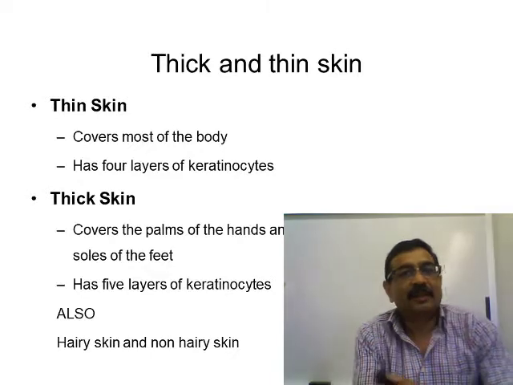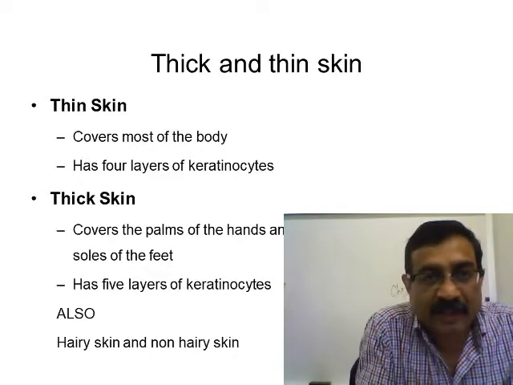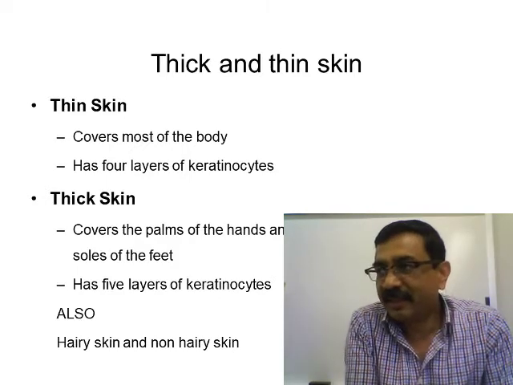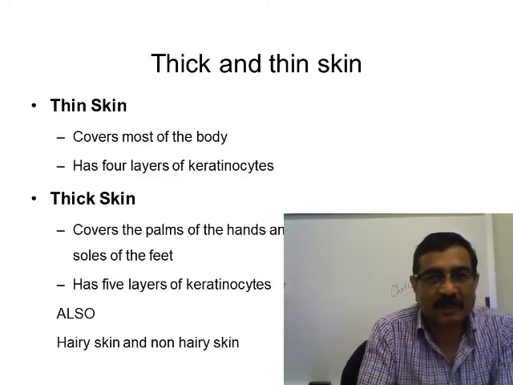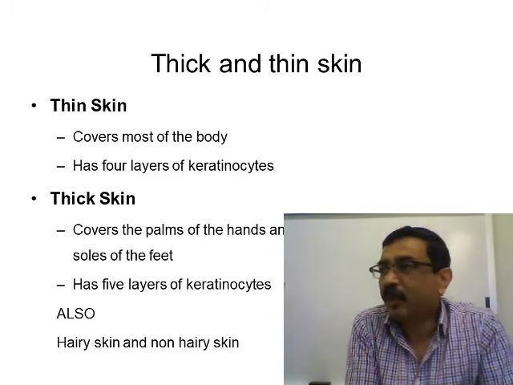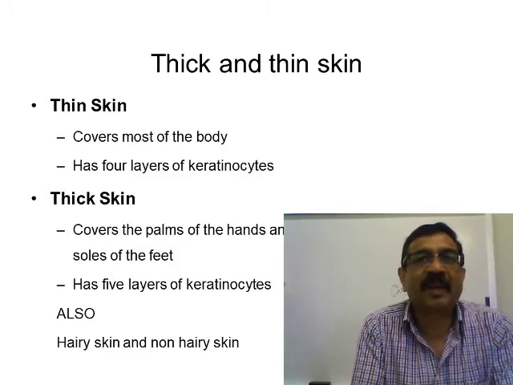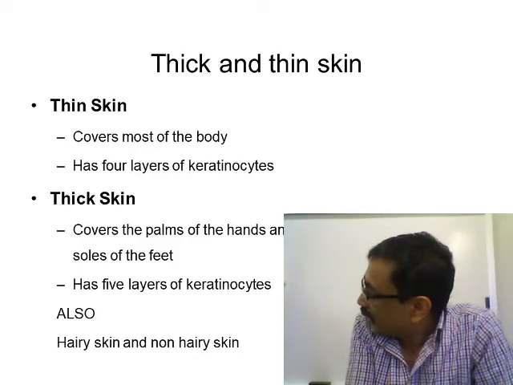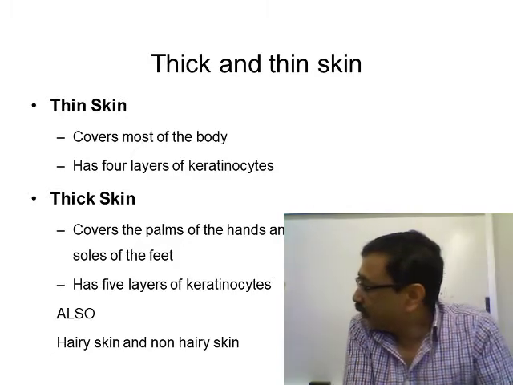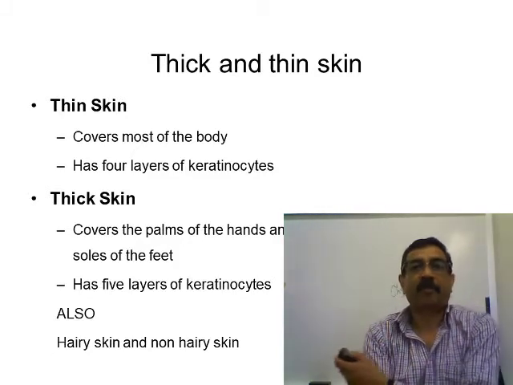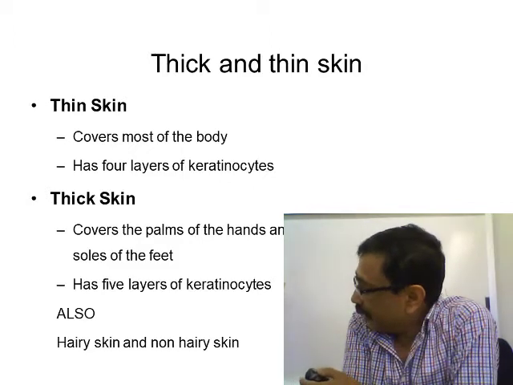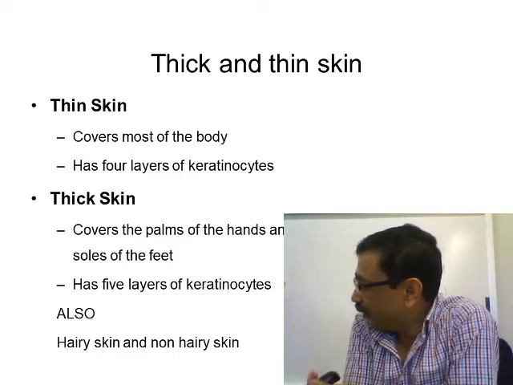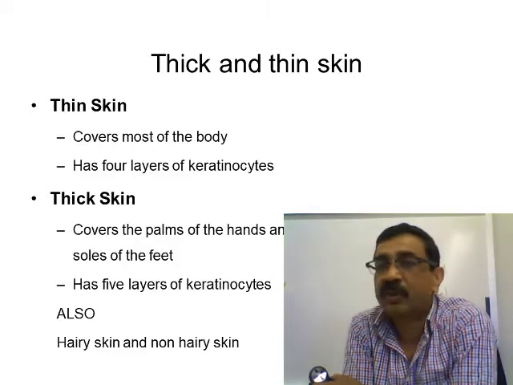Types of skin. We divide the skin in two ways. One is by looking at the thickness, thick skin and thin skin, and another way is by looking at the presence of hair, hairy and non-hairy skin. Thin skin covers most of the areas of your body. Thick skin is present only in few areas, for example, in the palms of the hand and soles of your foot.